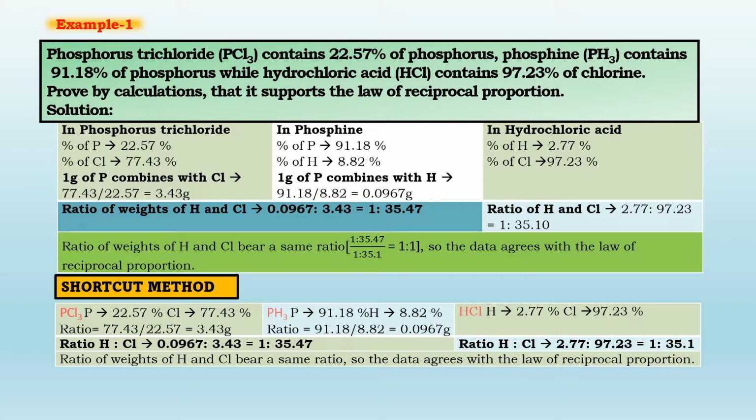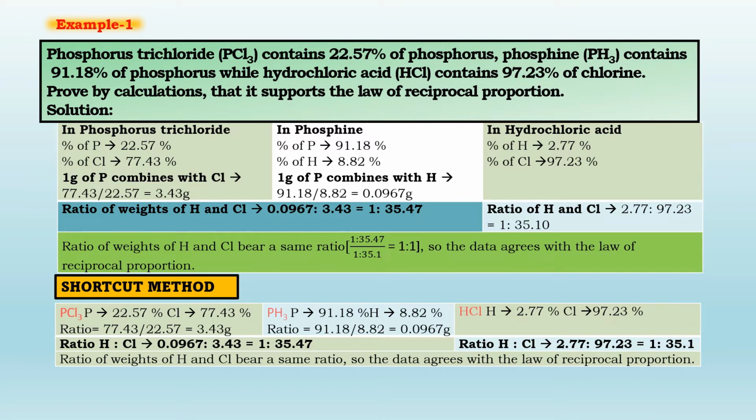Here we have to understand this. In the two compounds, we have to take the common element and find how much of that particular element is combining with the other two elements. Those two elements are the constituents of the third compound. Now here we are making the phosphorus constant, considering how much chlorine or hydrogen is combining with a fixed amount of 1 gram of phosphorus. Now the ratio of weights of hydrogen and chlorine in phosphorus trichloride and phosphine is equal to 0.0967 is to 3.43, that is equal to 1 is to 35.47.